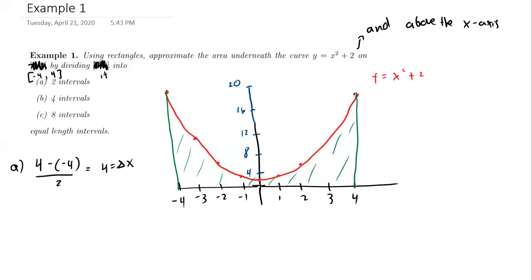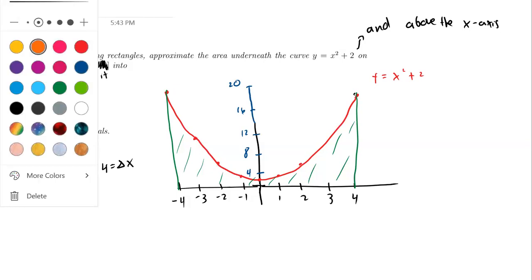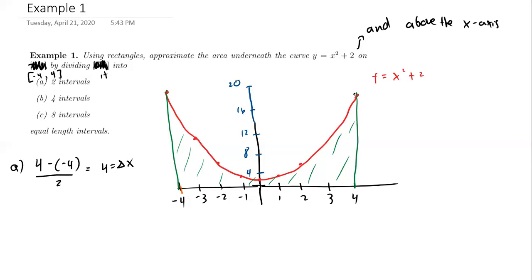So what are our subintervals? We'll start with the left endpoint, -4. Add change in x, which is 4. This is the first subinterval. Now add change in x again, and we're done, because we get to the right endpoint. So those are the 2 subintervals. Now we're going to approximate this area with rectangles. Remember that the area of a rectangle is base times height. The base of each rectangle is always going to be the length of the subinterval, so it's always going to be change in x, which in this case is 4. Now the question is, what's going to be the height?